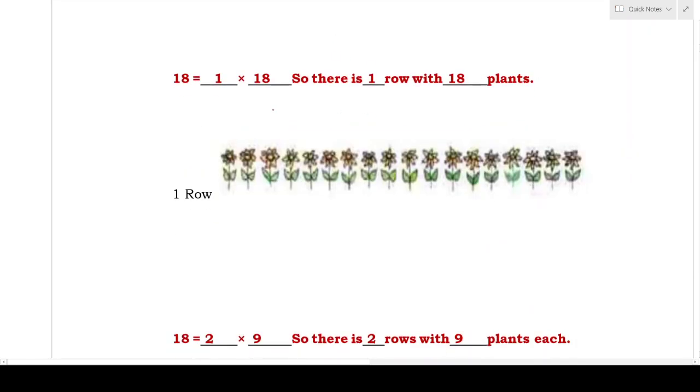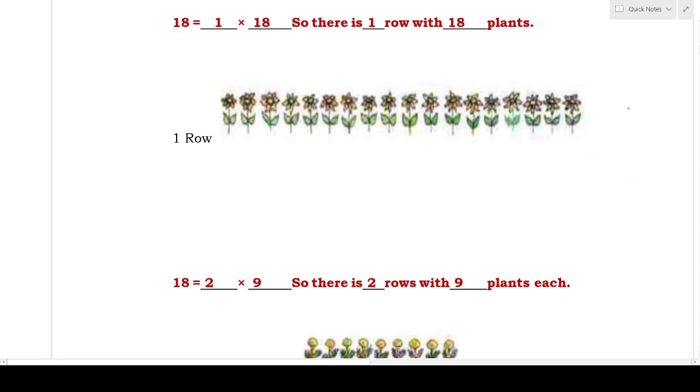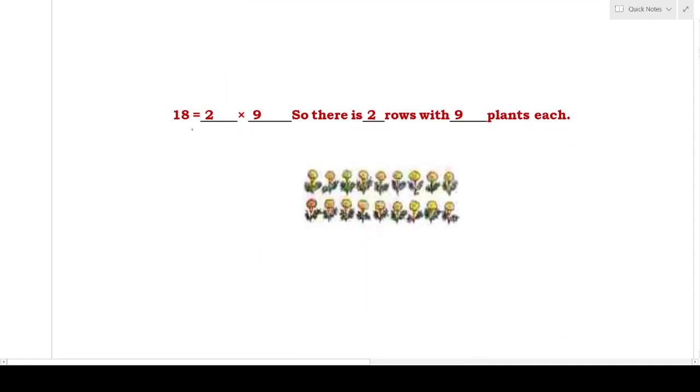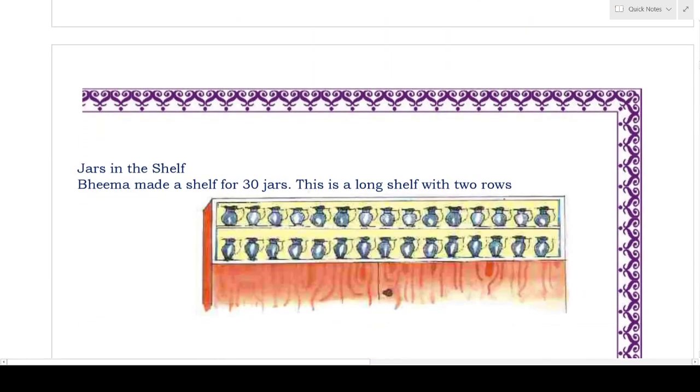Here I have explained the same question. 18 equals 1 times 18, so there is one row with 18 plants, and this one is your sunflower. You can see in one row we have 18 plants. Next is 18 equals 2 times 9, so there are 2 rows with 9 plants each. Here we have marigold plants, and how many rows? 2 rows. So in 2 rows we have 9 plants each. Moving to the next page.